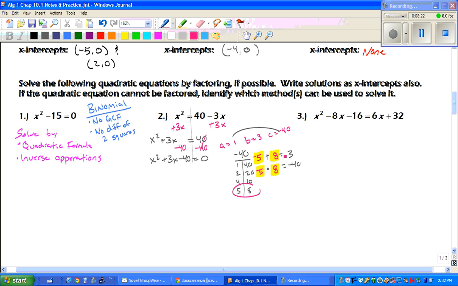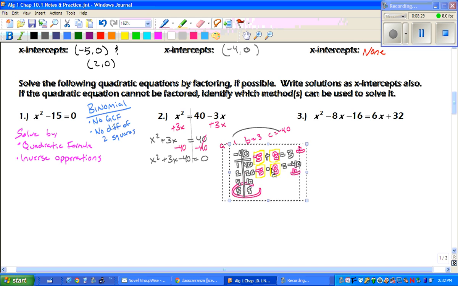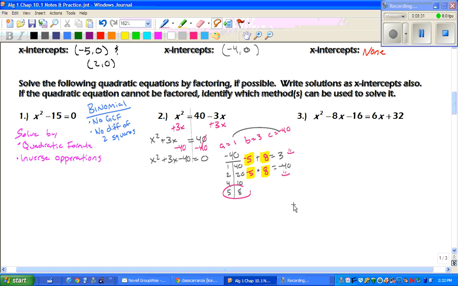Five and 8, and the 5 has to be negative. And then it works in each one of those scenarios. We're just going to move this over just a little bit. Okay. So we're going to split the middle term. And that goes to x squared minus 5x plus 8x minus 40 equals 0.